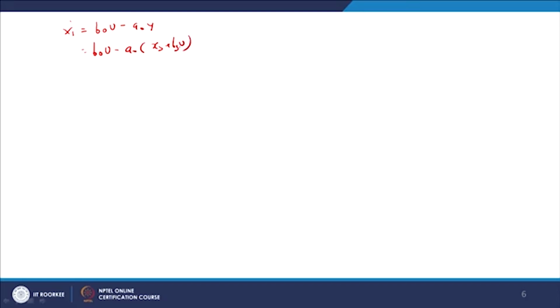So we will get b0 u minus a0 into (x3 plus b3 into u), and after solving this equation you will get minus a0 x3 plus u into (b0 minus a0 into b3). This is the first equation we have got.